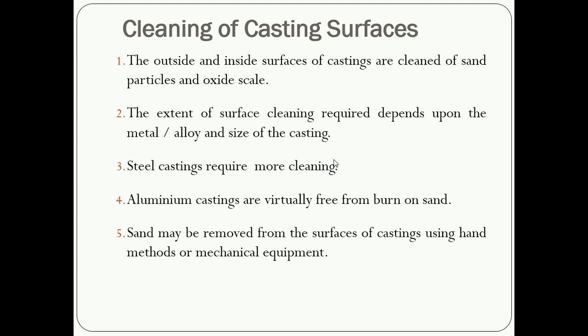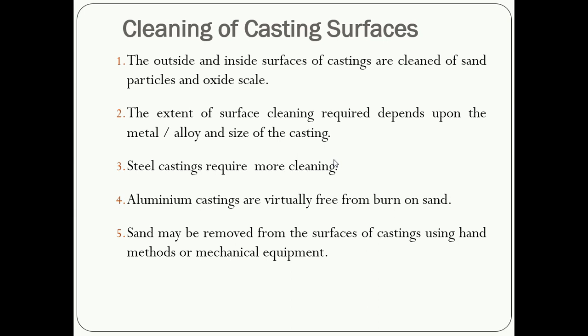But for aluminum casting, it is virtually free from burn-on sand defect, because pouring of aluminum is generally carried out at 700 centigrade, and at that much lower temperature there are negligible chances of burning of the sand which is in contact with the aluminum. That's why non-ferrous metals require less cleaning as compared to ferrous metal, because the pouring temperature of ferrous metal is more. Again, ferrous metals are susceptible to oxidation. That's why oxide scale is also more in case of ferrous casting.